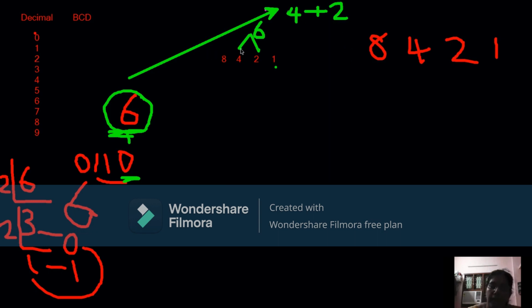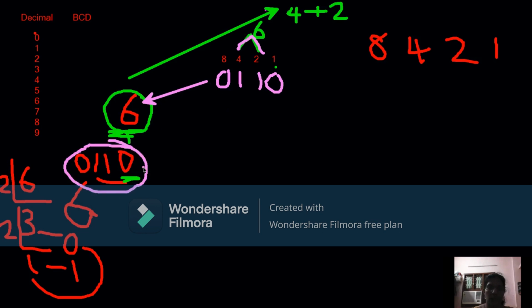Am I right? So, where do I put this line? I put the line in 4, I put the line in 2. In those places alone, you have to put 1, 1. Understood? In the remaining positions, you have to put 0. Here 0, here also 0. Now what is the binary for the decimal 6? 0, 1, 1, 0, no? That is what I have calculated here. 0, 1, 1, 0. Am I right?